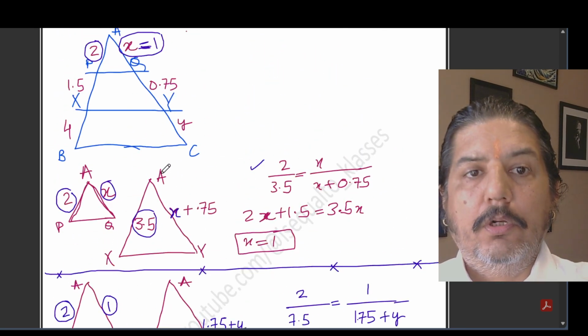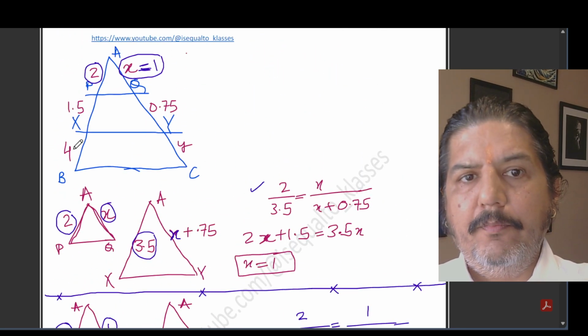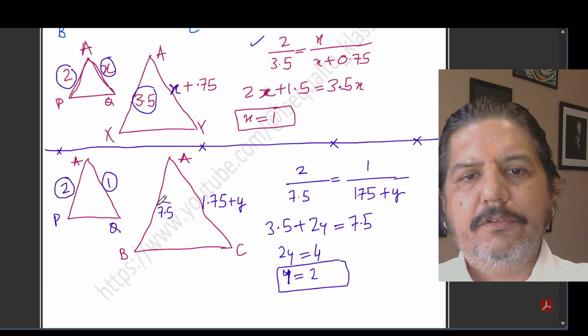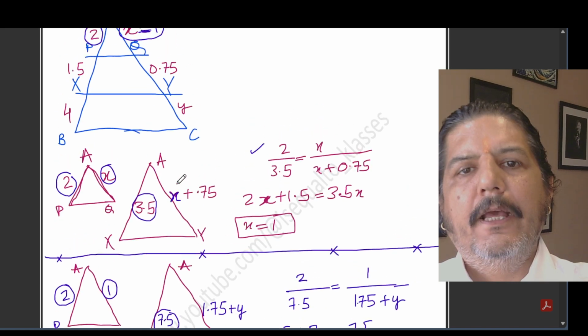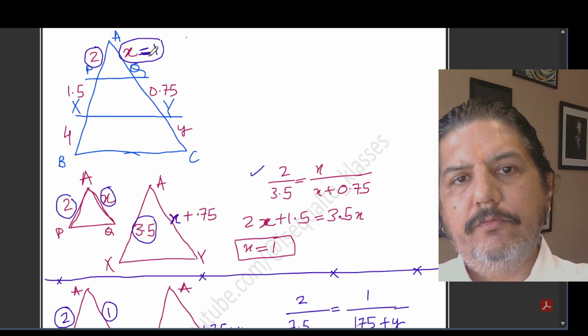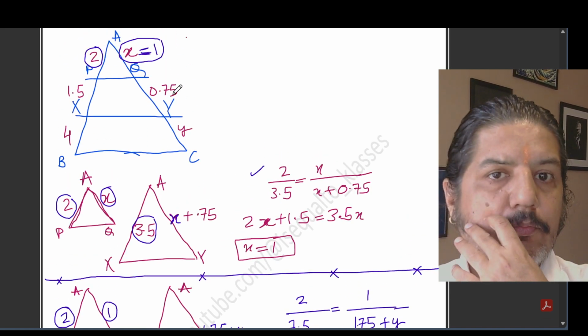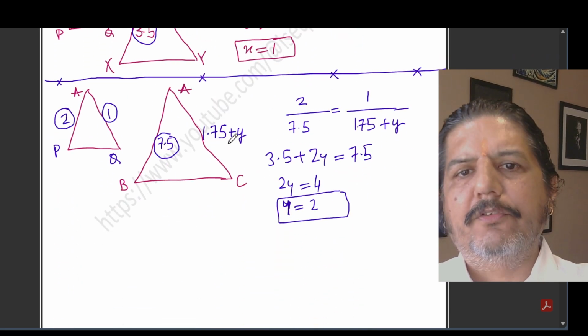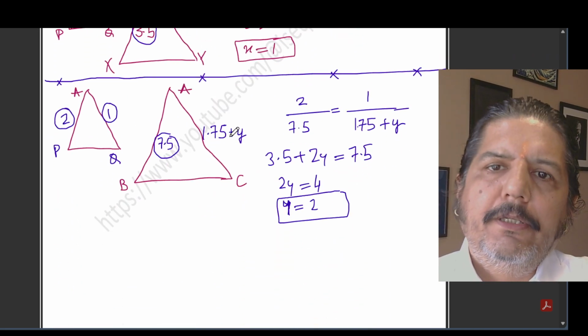AB whole is 2 plus 1.5 plus 4. So this is 3.5 plus 4, which is 7.5. So this whole is 7.5. And this whole is 1.75 plus y, that is 1 plus 0.75 plus y, which is what I have assumed. I hope you are with me till here.